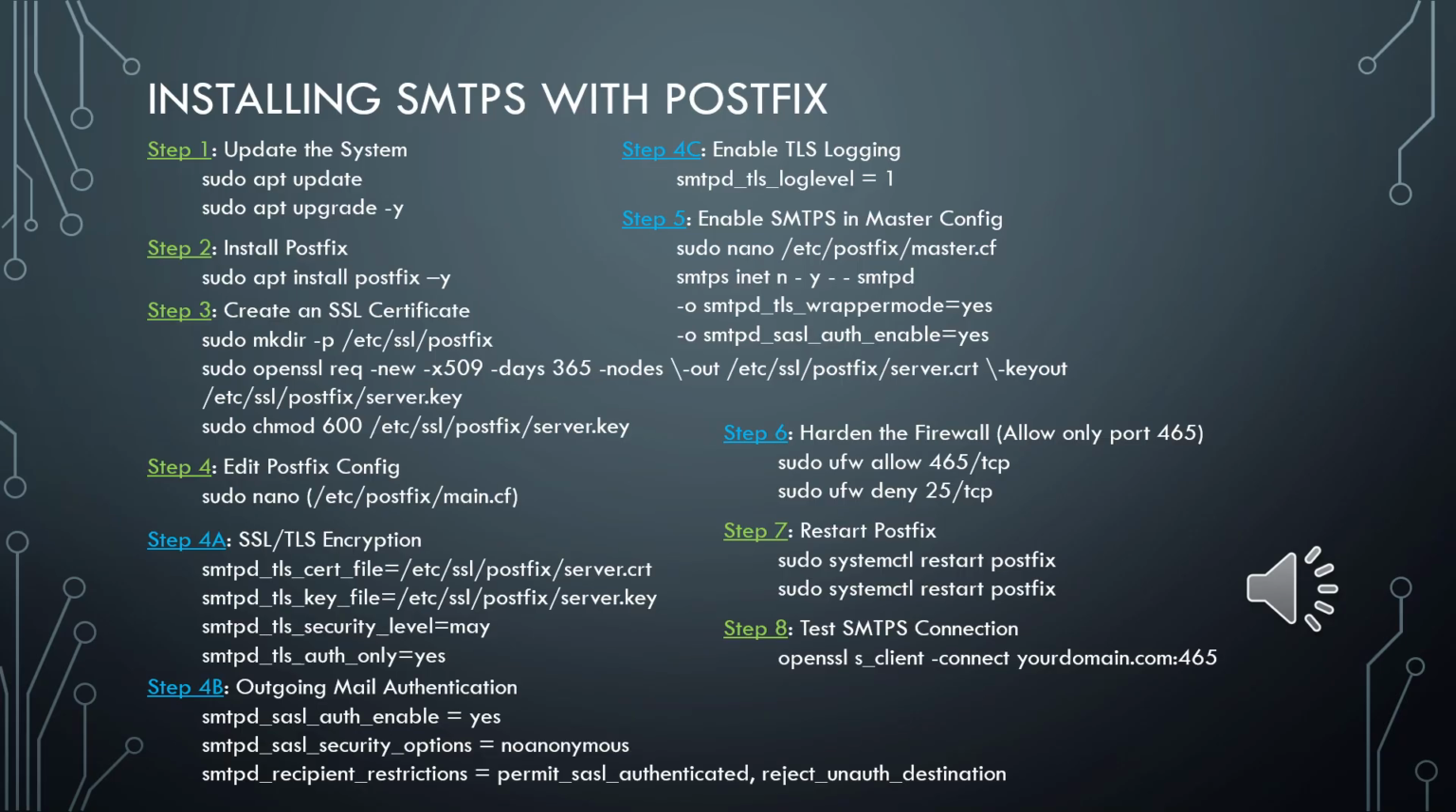And just like the steps for installing POP3S with Dovecot, the steps highlighted in blue are the ones that come with hardening, which I'll be explaining in the hardening recommendation slide for SMTPS. As you can see, steps 4A, 4B, 4C, 5, and 6 include the recommendations, so you'll be able to do them while installing SMTPS, making it more secure.